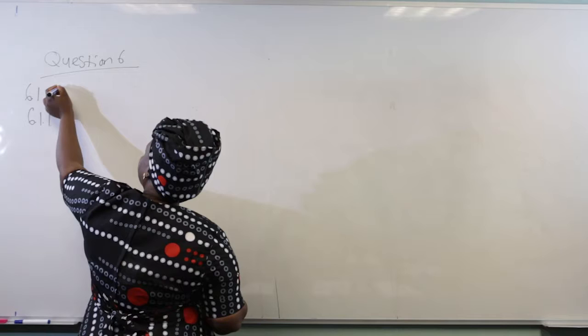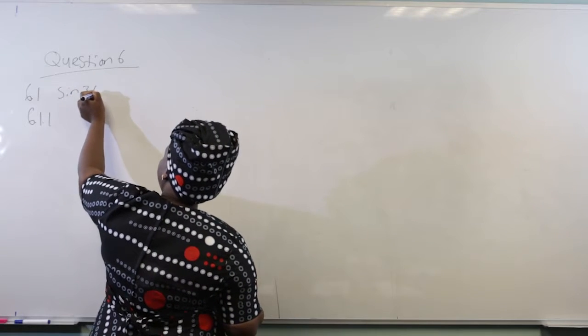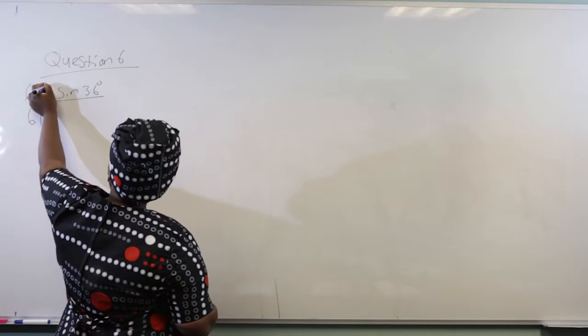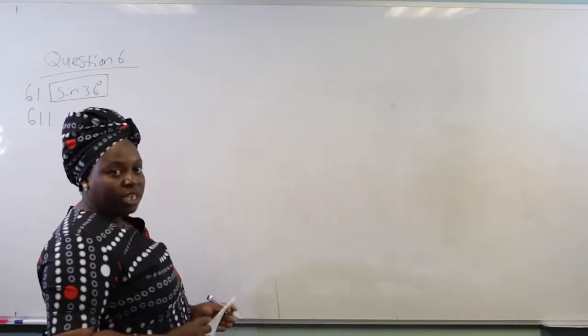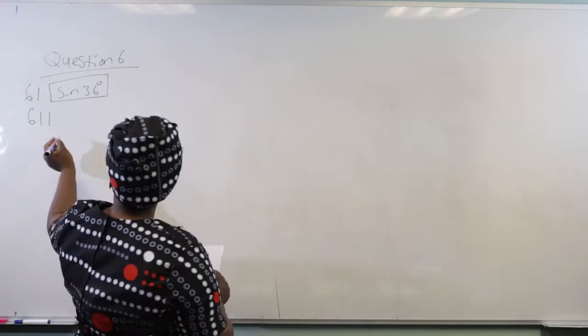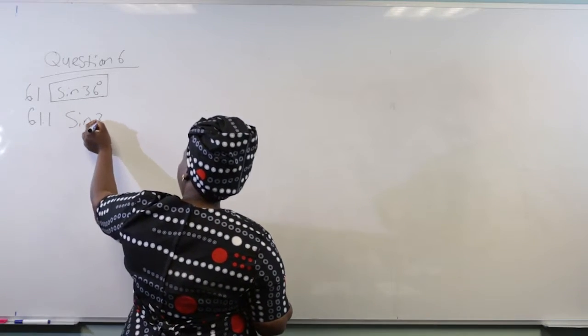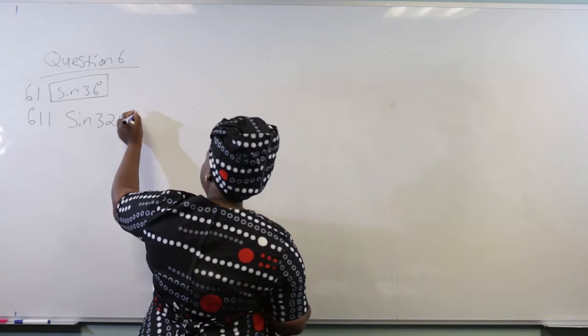We can write this sine 36 in 6.1 so that we can remember. Not that it has marks, we just want to always put it in our mind. They said find sine of 324 degrees.